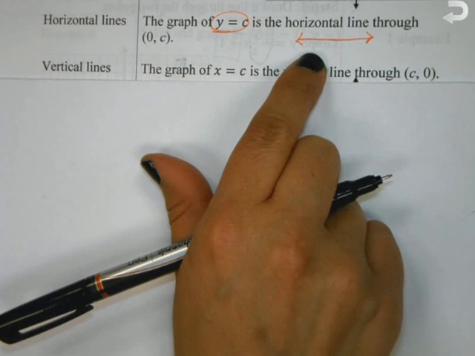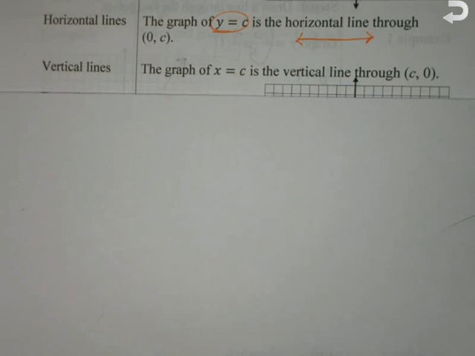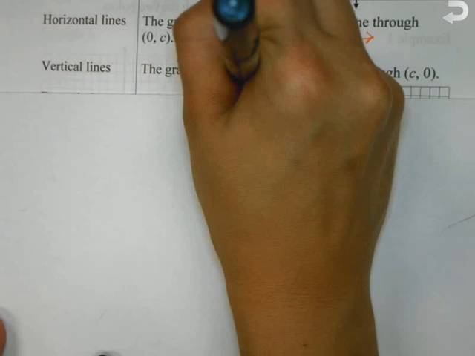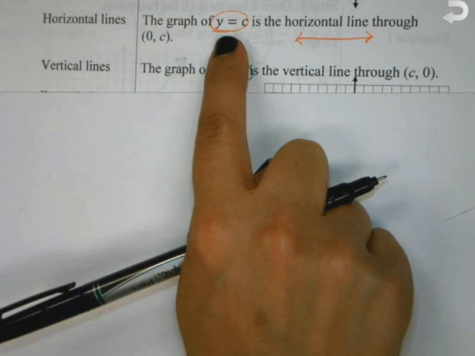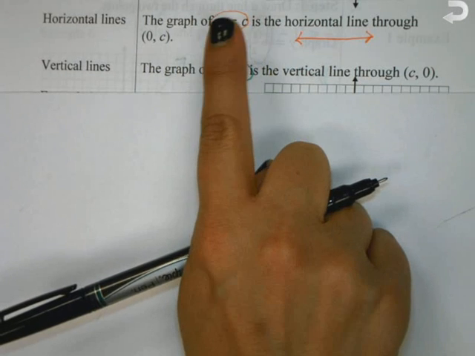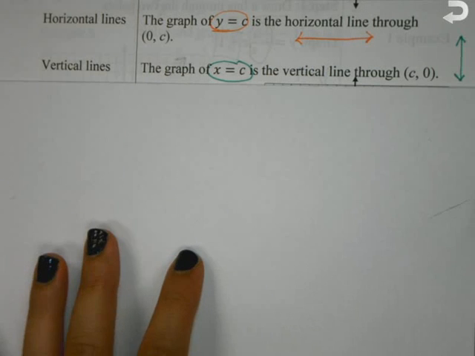Okay? A vertical line is always going to be x equals a number. So x equals, no y's, that's a vertical line. If you have y equals with no x's, it's horizontal. And vertical is up and down. Okay, so those are 2 special lines that I guarantee will be asked of you on the test.